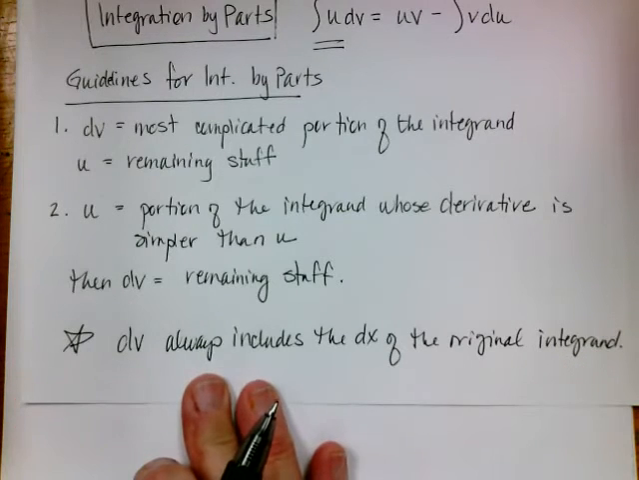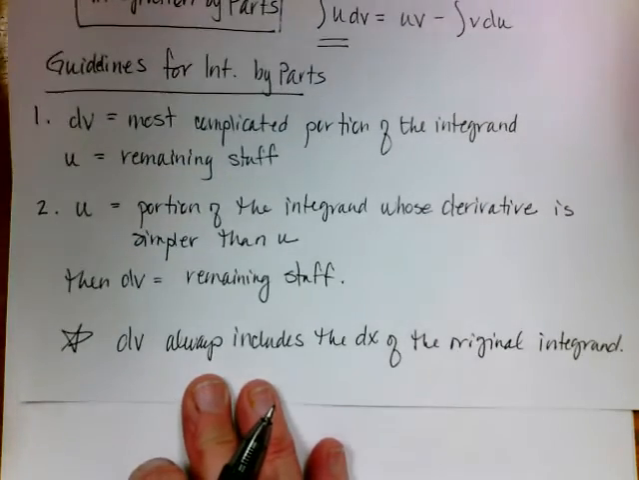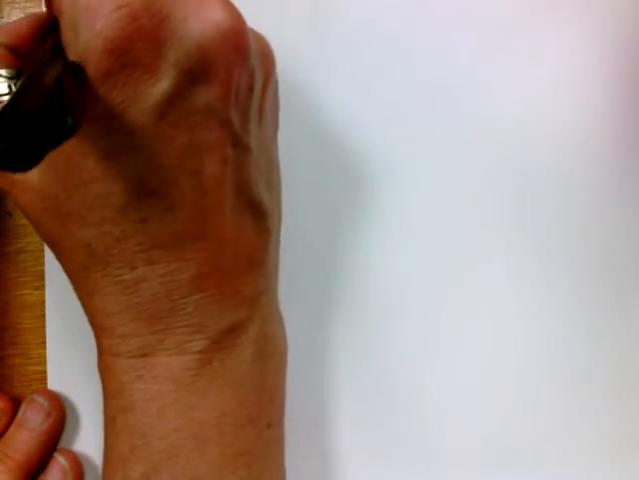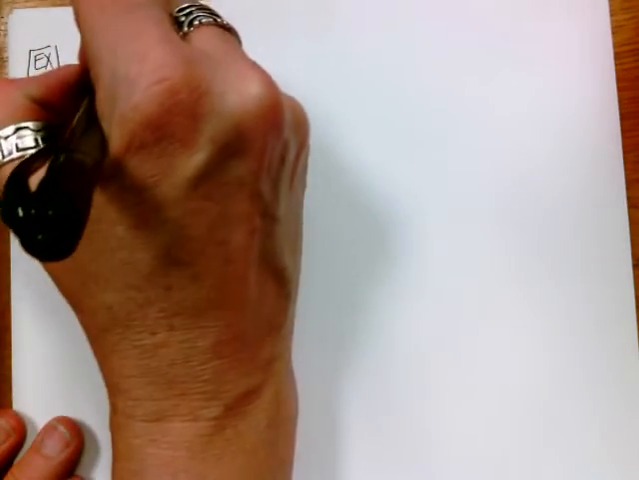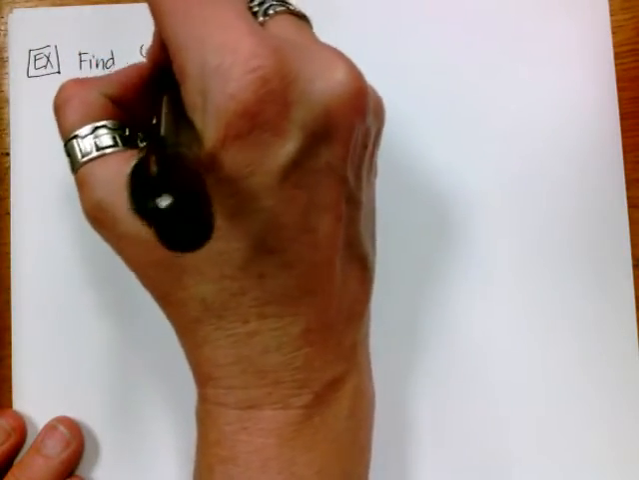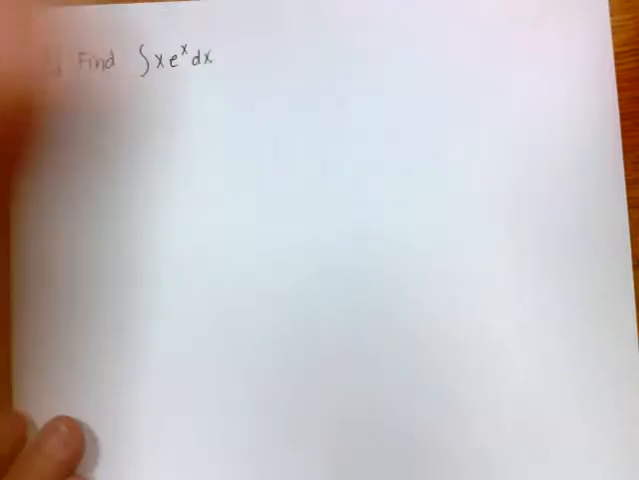All right, so we're just going to do some of these by trial and error and work through a bunch of examples, and then it will get better. Okay, sometimes these problems are a little bit entertaining, but I think you guys will be okay. So here's our first example. We're going to find the integral of x e to the x dx.